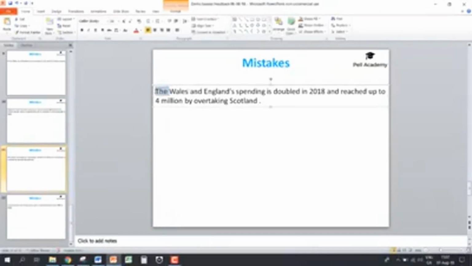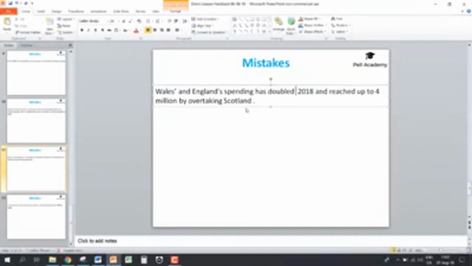So we don't use an article with Wales, whereas you would with the UK. So Wales and England's spending has doubled now in 2018, so that would mean that all of the increase happened in that 1 year. But what happened was it increased between the first year and the year being stated as now.